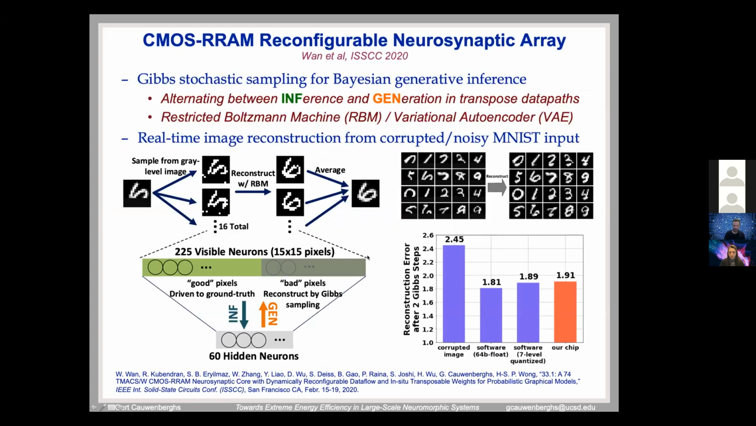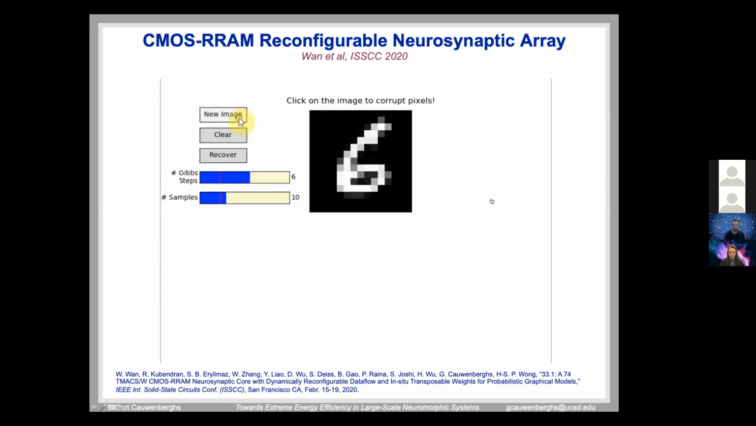So we're able to do this alternating between inference and generation for this Bayesian type of inference, by going back and forth between the visible units and the hidden units, as in this Boltzmann machine or variational autoencoders. And that really allows you to fill in blanks or missing data for generative learning. So this is a generative model as opposed to a discriminative system that allows you to fill in the blanks as shown here.